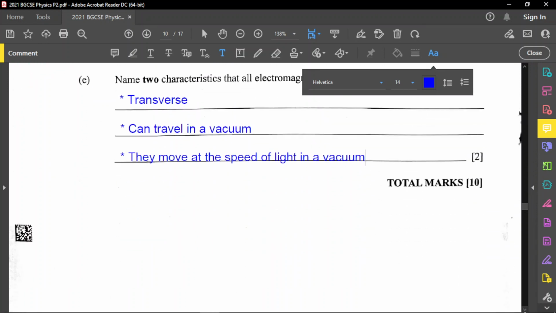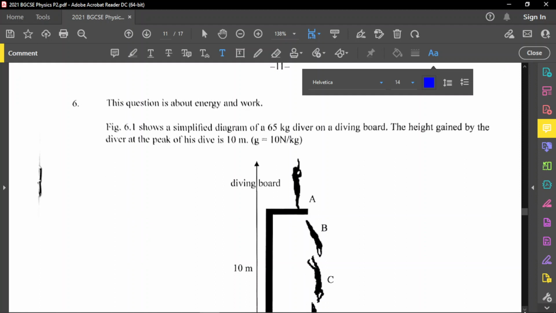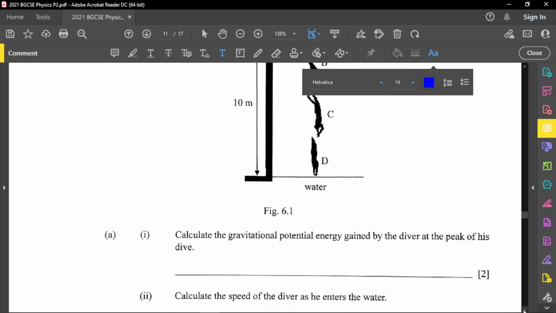All right, let's jump to the next question. Question number 6 says this question is about energy and work. Figure 6.1 shows a simplified diagram of a 65 kilogram diver on a diving board. The height gained by the diver at the peak of his dive is 10 meters, and gravity is taken as 10 Newton per kilogram. Let's see exactly what they're asking us to do here. Calculate the gravitational potential energy gained by the diver at the peak of his dive.